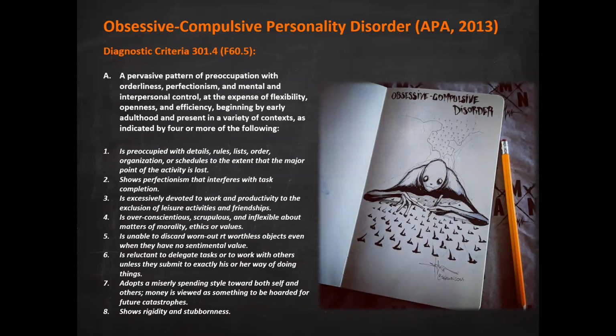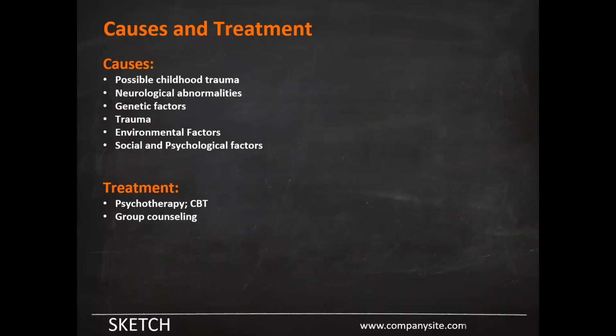Obsessive compulsive personality disorder, OCPD, is characterized as preoccupation with orderliness, perfectionism, and mental and interpersonal control at the expense of flexibility, openness, and efficiency. The pattern begins by early adulthood and is present in a variety of contexts. Possible causes are childhood trauma, neurological abnormalities, genetic factors, trauma, environmental factors, social and psychological factors. Treatment includes psychotherapy, CBT, and various group counseling like self-help and socializing therapies.